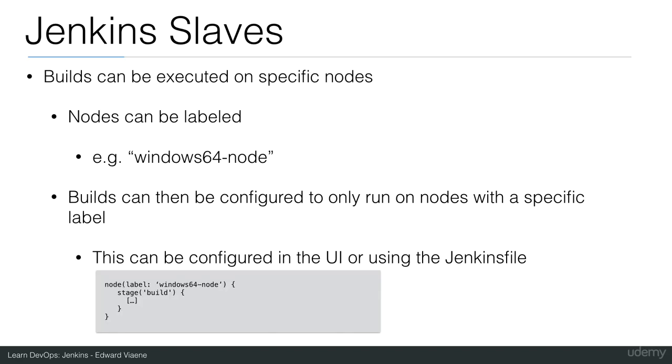And in the Jenkins file, it's very easy. When you define node, you just define an argument. And the argument here is a label and the value is Windows 64 node. So this build will only run on this Windows 64 node that you have created. It can be one node or it can be a bundle of nodes. And then this build will then just run on one of them.